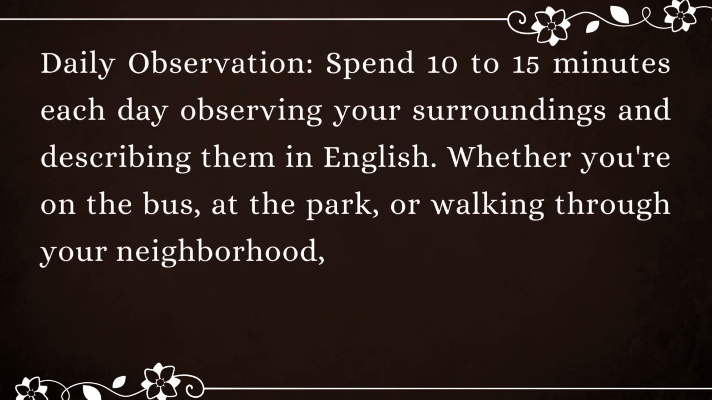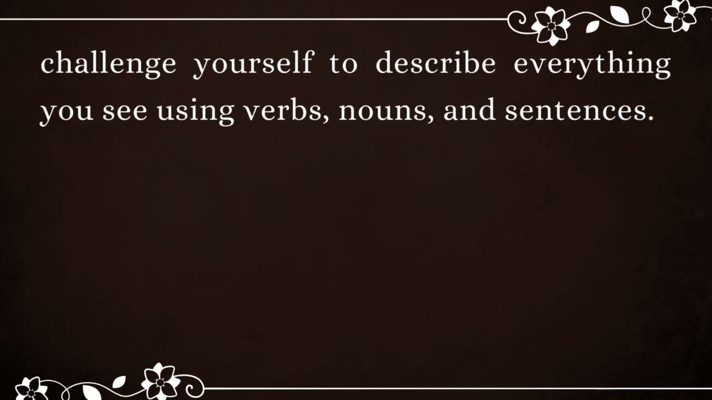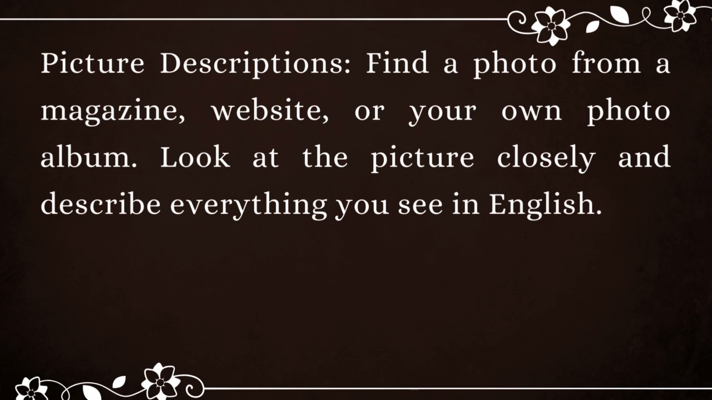Daily observation. Spend 10 to 15 minutes each day observing your surroundings and describing them in English. Whether you're on the bus, at the park, or walking through your neighborhood, challenge yourself to describe everything you see using verbs, nouns, and sentences. Picture descriptions. Find a photo from a magazine, website, or your own photo album. Look at the picture closely and describe everything you see in English.